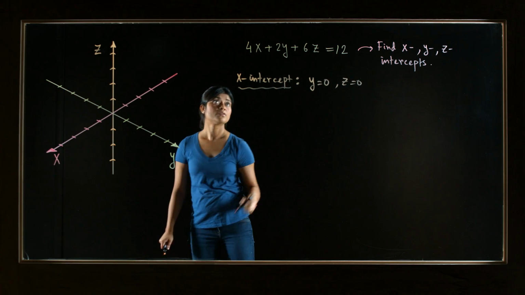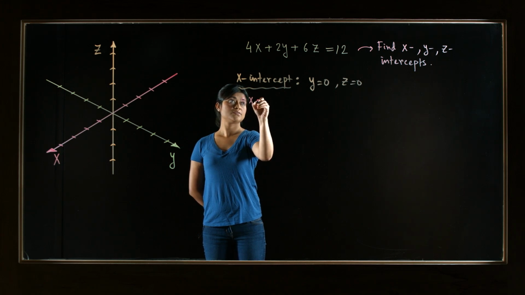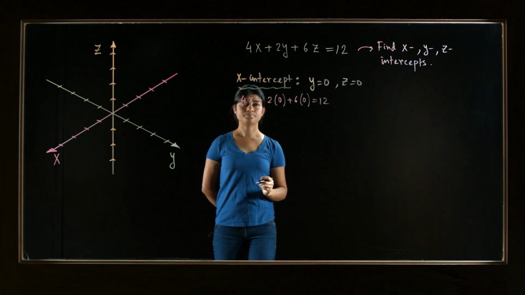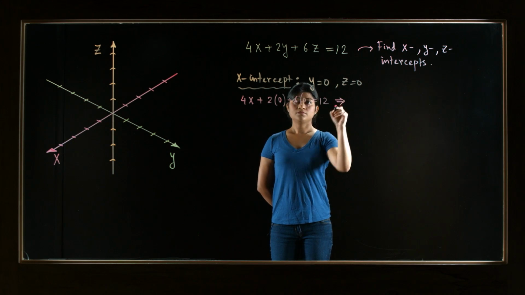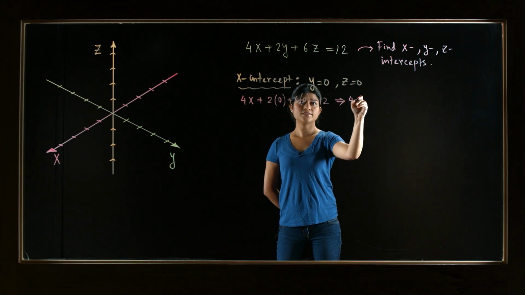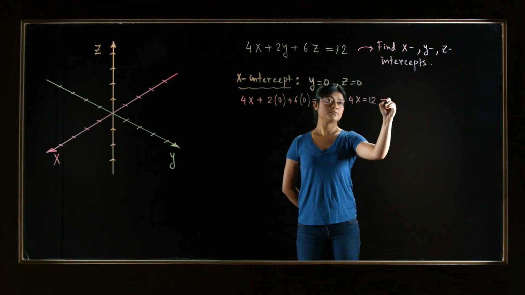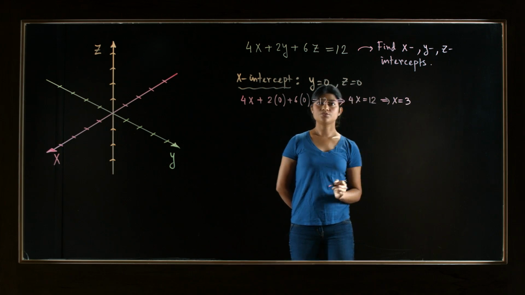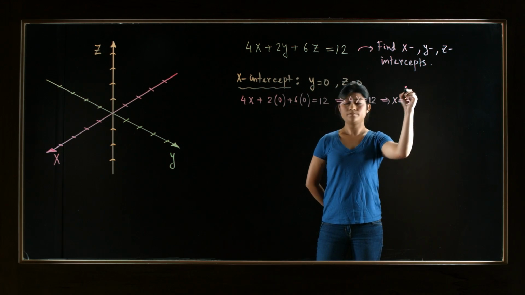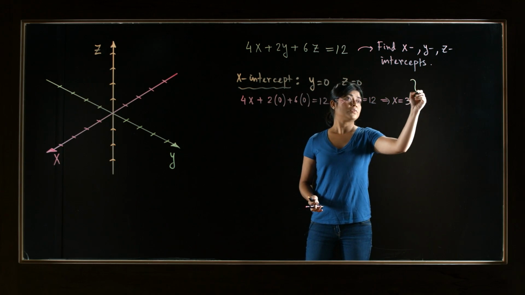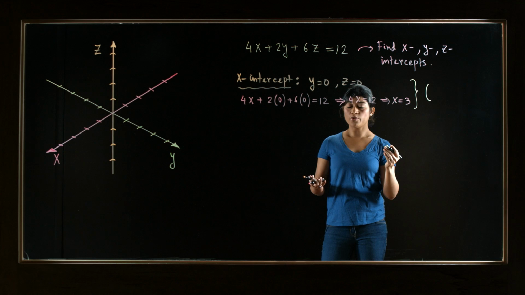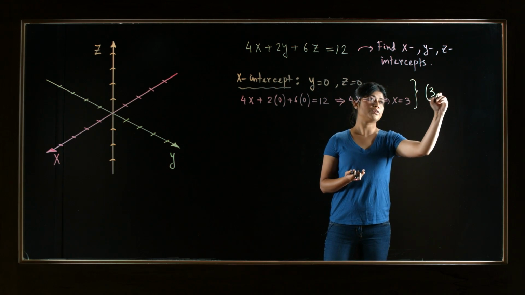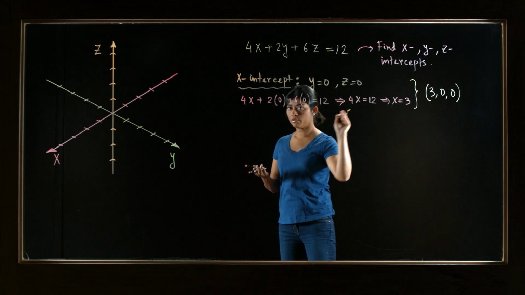So let's do that. What do we have? We'll have 4x plus 2 times 0 plus 6 times 0 is equal to 12. So we'll have 4x is equal to 12, which will mean divide by 4 both sides. So x is equal to 12 over 4, that is 3. And therefore, the x-intercept, you have to write it as a point. The point where the plane will intersect the x-axis will be, the x-coordinate is 3 and the other two coordinates are 0. So that's a point on the plane.